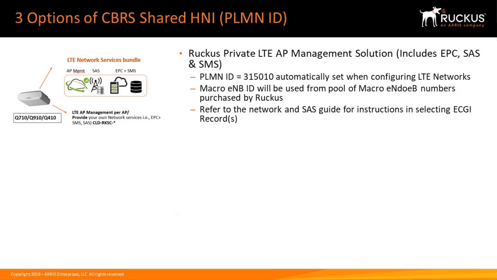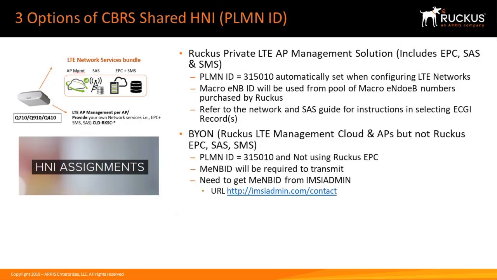Let's look at the three types of networks using a PLMN ID of 315010. If you purchase the Ruckus Private LTE AP Management Solution, which includes the EPC, SAS, and SMS, a Shared Home Network ID, or PLMN ID, of 315010 will be automatically set when configuring LTE networks. The macro eNode B will be used from a pool of macro eNode B numbers purchased by Ruckus. Refer to the Network and SAS Guide for instructions in selecting ECGI records.